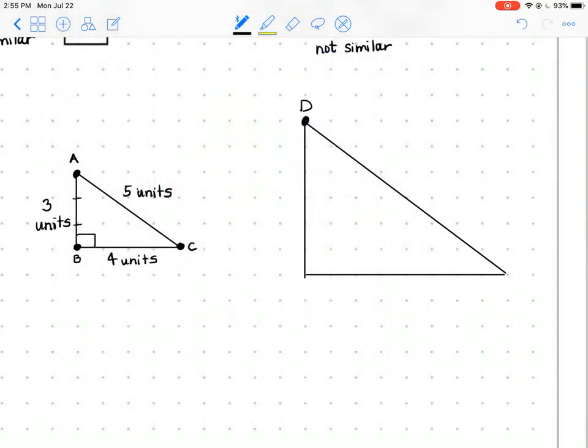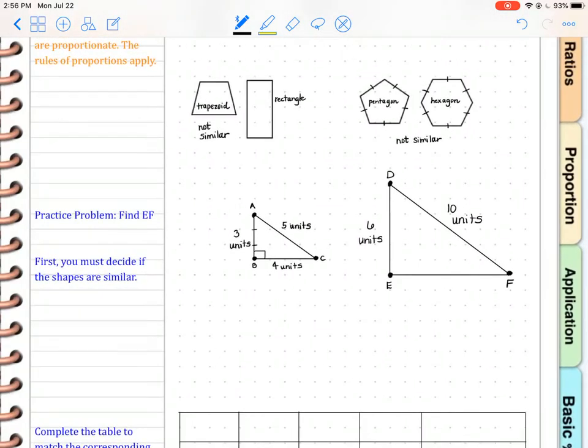And let's put in the vertices. We're going to call this point D, point E, and point F. And this I can count is 6 units. This I'm going to tell you is 10 units. And then if you notice over here, the instruction for practice problems says to find EF. So we are looking for this segment from E to F.